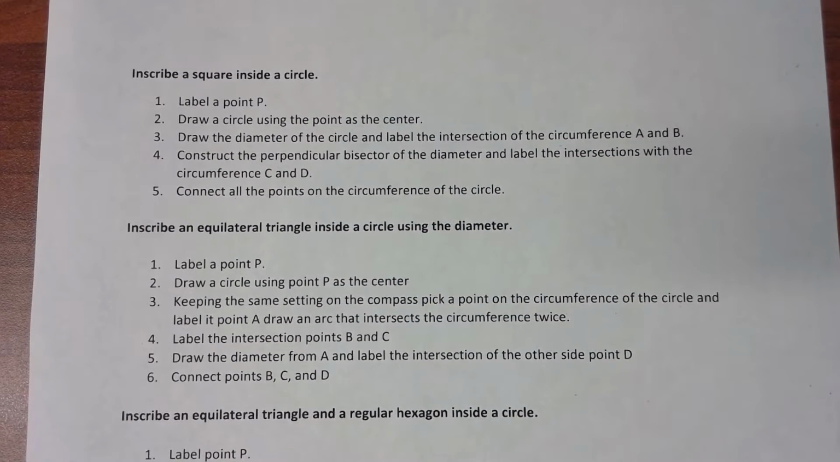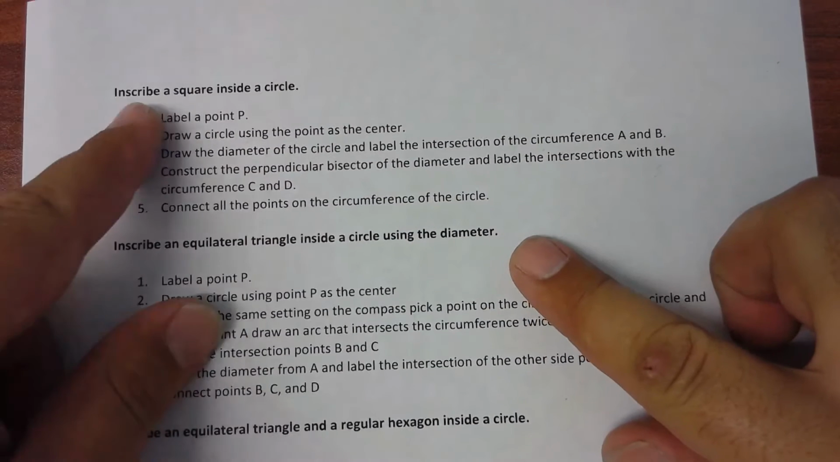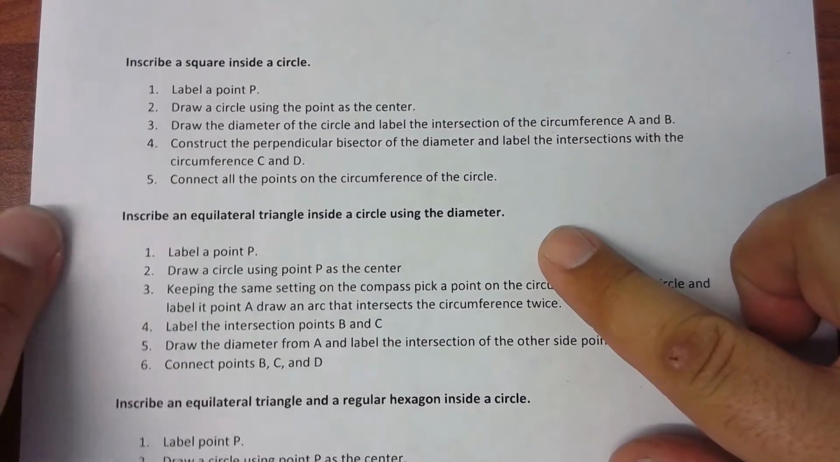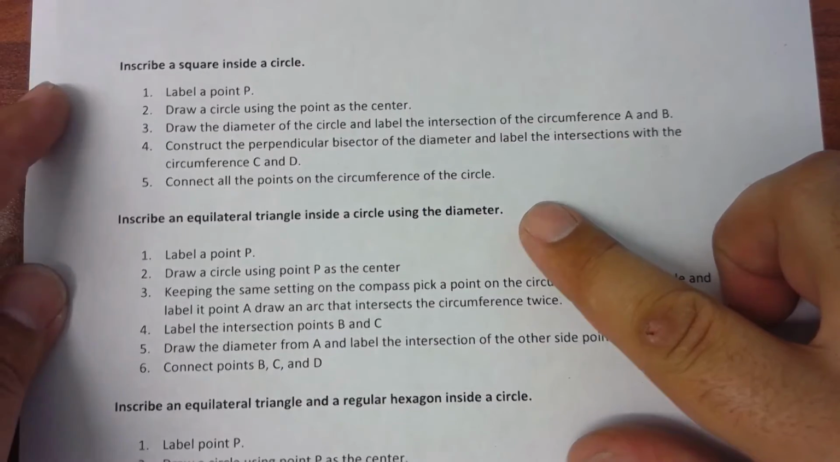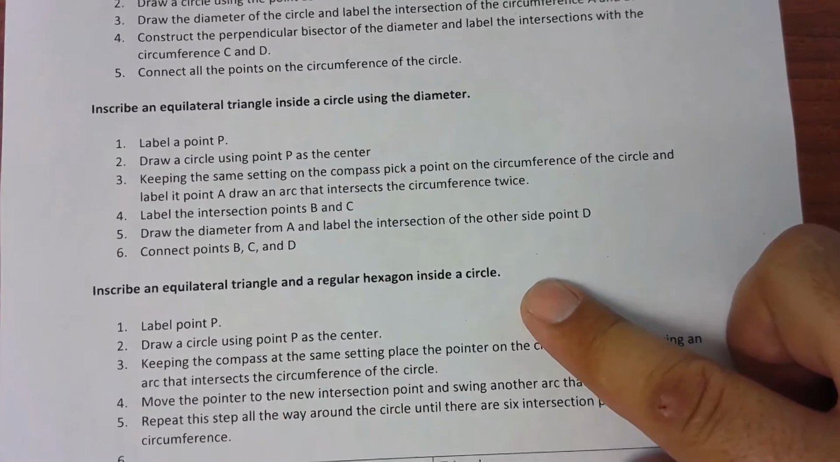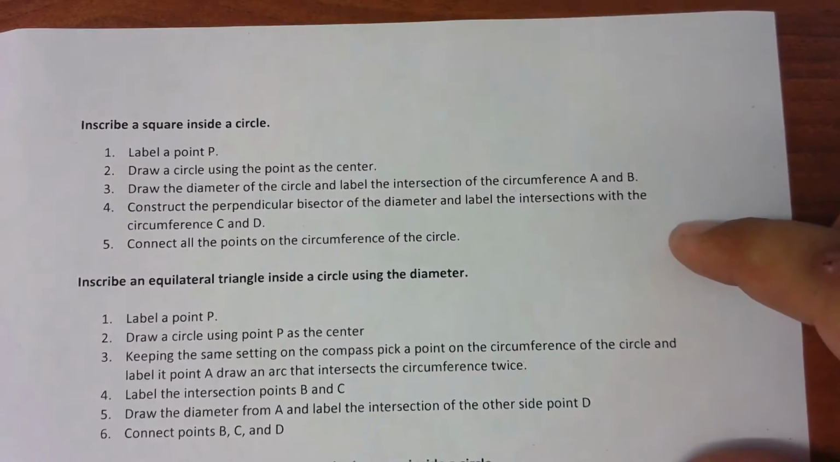Alright, in this video we're going to construct or inscribe a square inside of a circle, an equilateral triangle inside of a circle using the diameter of the circle, and an equilateral triangle and a hexagon inscribed inside of a circle. I'm going to go ahead and show you the steps for each.